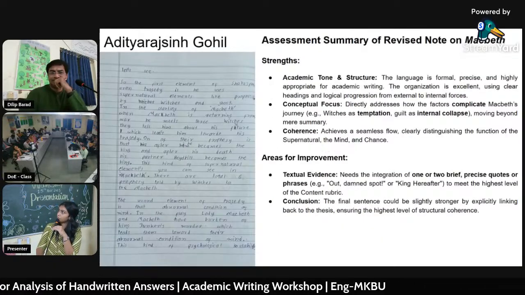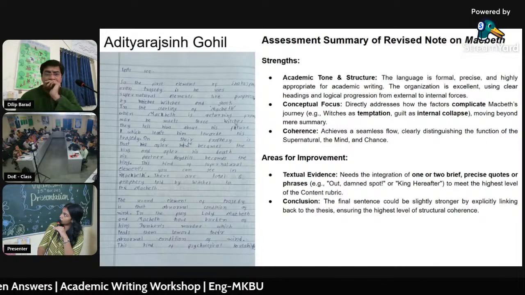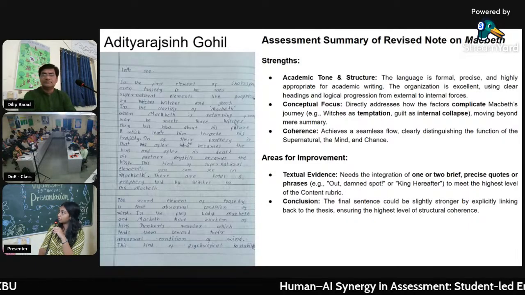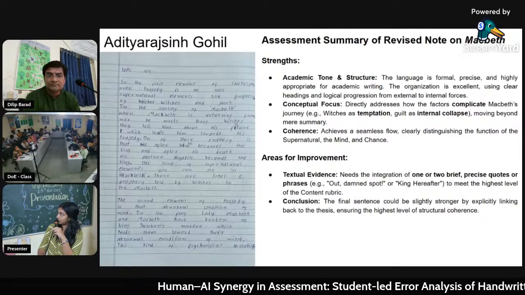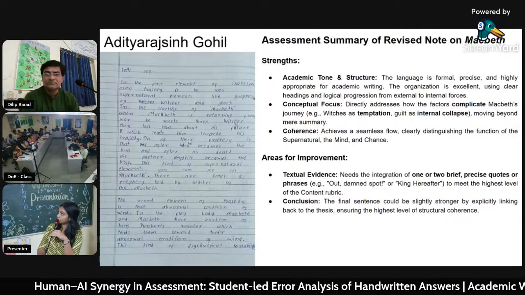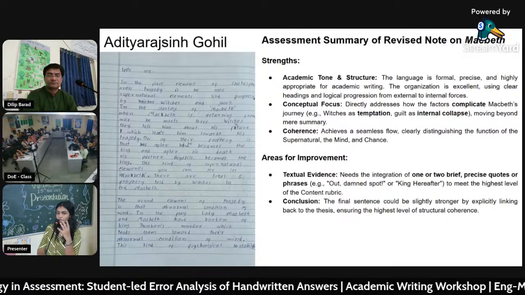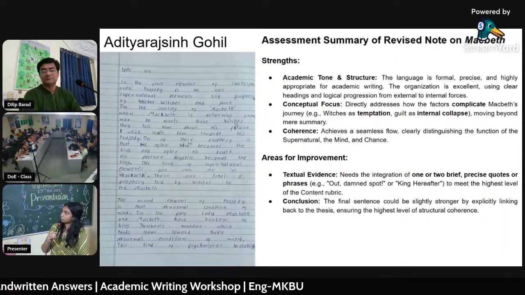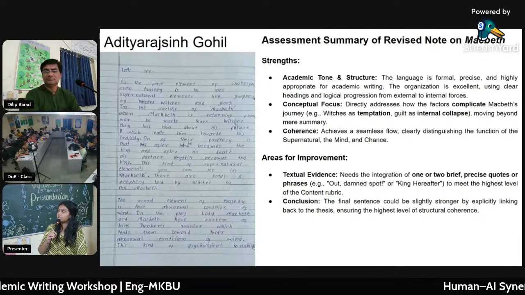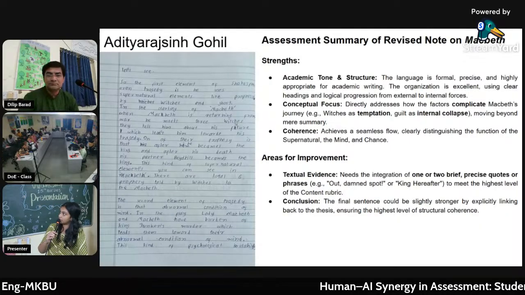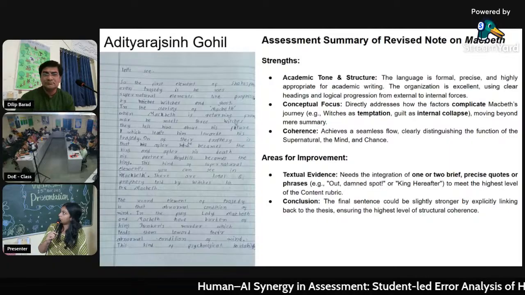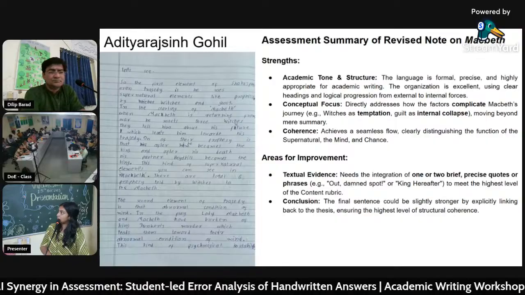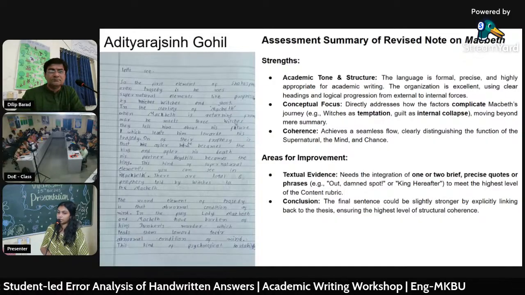The next one, Aditya Raj has talked about Macbeth, and the academic tone here is formal, precise, and highly appropriate for academic writing. Organization is excellent, and he has used clear headings and logical progression from external and internal forces both. He has also shown a conceptual focus which directly addresses how the factors complicate Macbeth's journey, like witches as temptation, guilt as internal collapse, moving beyond mere summary. And it achieves a seamless flow, clearly distinguishing the function of the supernatural, the mind, and chance.